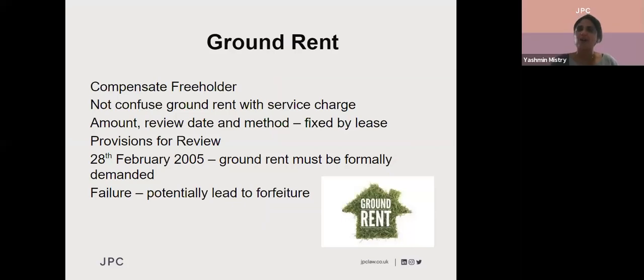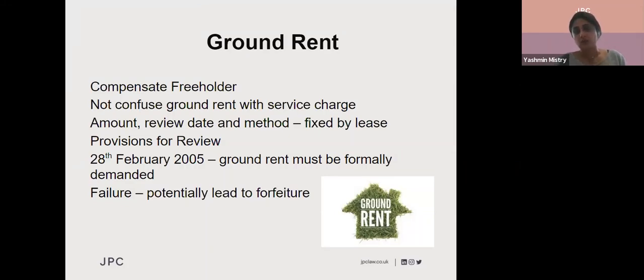So ground rent. What is ground rent? Ground rent is compensation payable for the freeholder. As I said before, it's not to be confused with service charges. Service charges and ground rents are 2 different things under the leases. In this particular instance, we're talking about ground rents. And how and when it's demanded will be set out in the actual lease. So you'll have to read the lease to work out, as landlord or management company, whether you're demanding it, and who and how and what the lease says in relation to it.